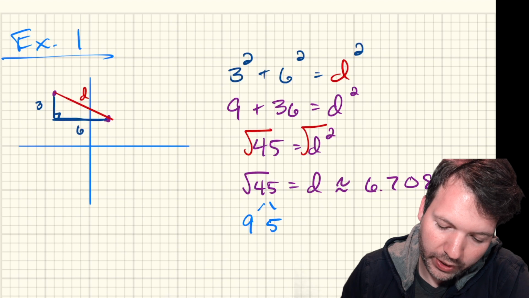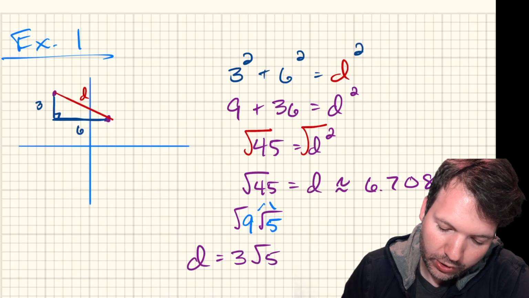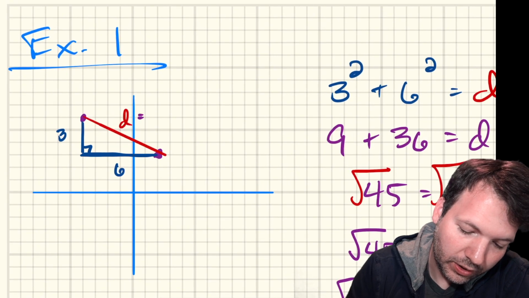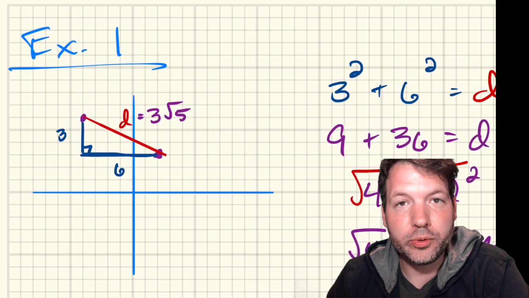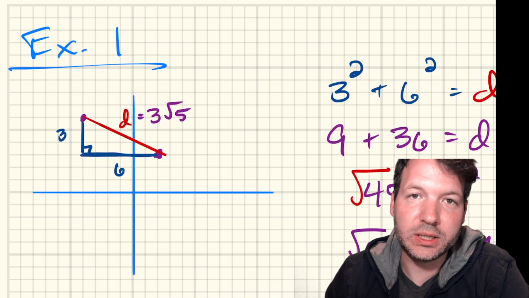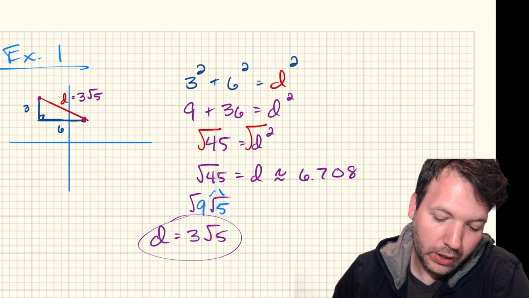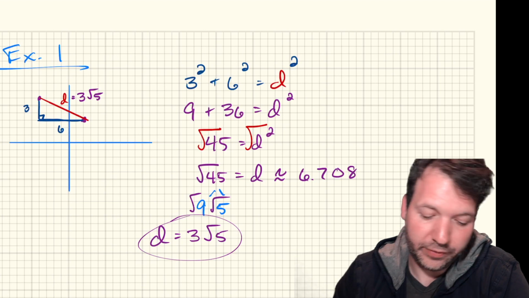Or even better, based on the work that we've done in this chapter, we could take a look at 45 and say, well, wait a second, that's the same thing as 9 times 5. We can take the square root of 9, so we can say d equals 3 root 5. So this distance d here is equal to the square root of 45, or 3 root 5, or approximately 6.7. Any of those answers are permissible depending on the scenario. So that's door number 2, and that's my preference.